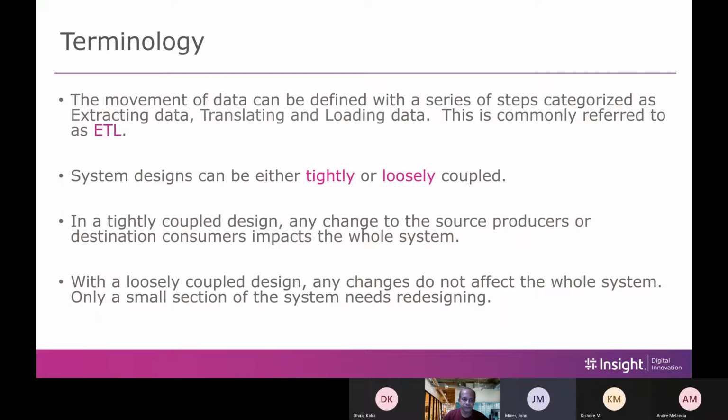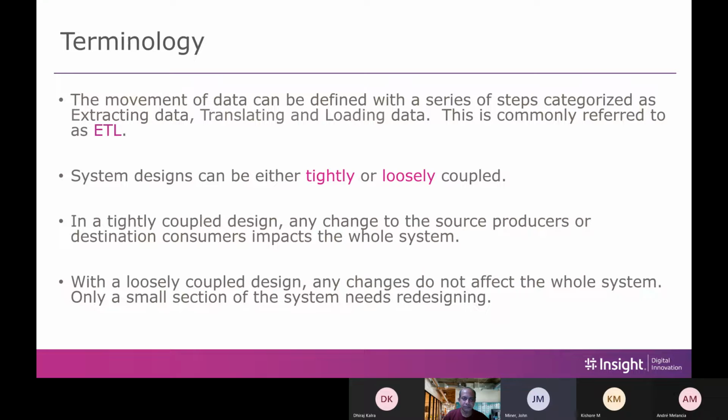Now, when you design a system, you can have two types. You can have it tightly coupled or loosely coupled, okay? The problem with a tightly coupled design is that any changes upstream, like the producers, will impact the destination, the consumers, okay? So we don't want tightly coupled systems. We want loosely coupled systems, okay? And with a loosely coupled system design, basically, only a small section of the system needs to be redesigned if we're going to change something, okay?